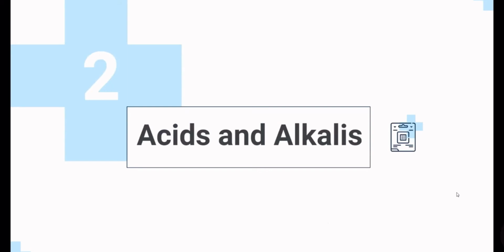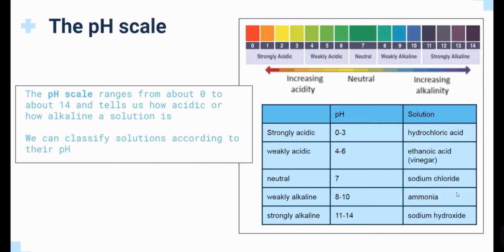2. Acids and alkalis. First of all, we will look at the pH scale. The pH scale ranges from 0 to about 14 and tells us how acidic or how alkaline a solution is. According to the scale right here, we could see from 0 to 3 is strongly acidic, from 4 to 6 is weakly acidic, 7 is neutral, 8 to 10 is weakly alkaline, and 11 to 14 is strongly alkaline. We can classify substances as strongly acidic or alkaline, or weakly acidic or alkaline, based on their pH.